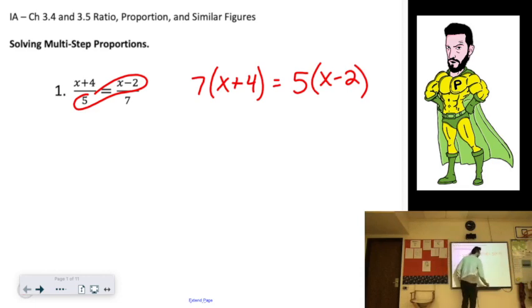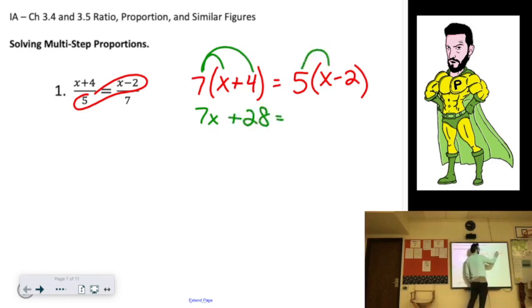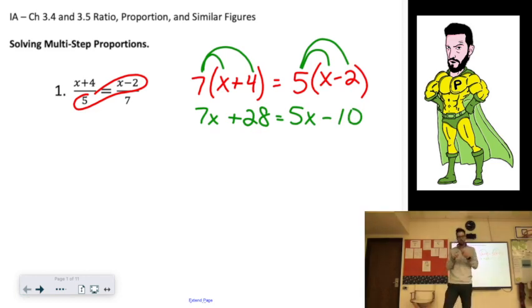Distribute. 7 times x, 7x. 7 times 4, 28. On the other side, 5 times x is 5x. 5 times negative 2 is negative 10. After you distribute, it was clear fractions or decimals. There aren't any. Then it was combine like terms on the same side. There's nothing to do there.